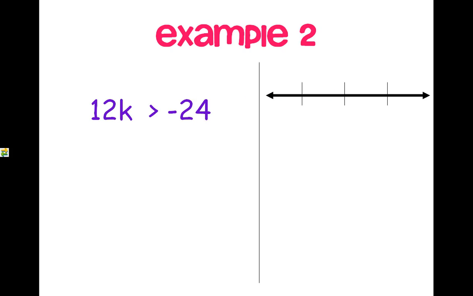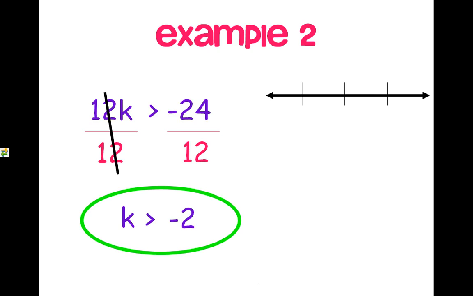Example number 2. To get rid of the 12, we have to divide by 12. The opposite of multiplying by 12 is dividing by 12. What you do to one side, you do to the other. Opposites cancel out, leaving us with k. Now here we did not multiply or divide by a negative number, so we're going to bring down our sign. And -24 divided by 12 is -2. And that is our answer.